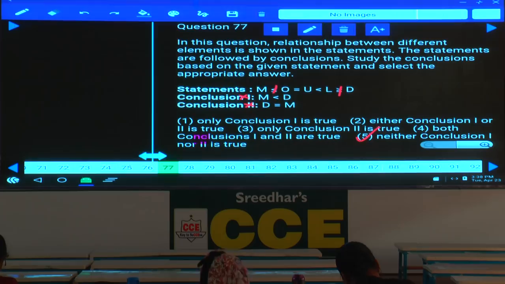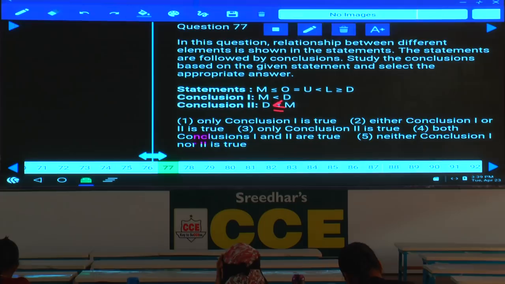Now listen to this once again. Now if it is given like this. In the first information it is given that M is lesser than D. And in the next one it is given that M is lesser than or equals to D. Then what will be your choice? Because these days most of the students are asking about this one in particular. Now tell me the answer. M is lesser than D and D is lesser than or equals to M. Then what is your answer?